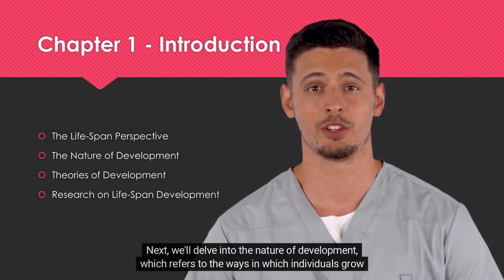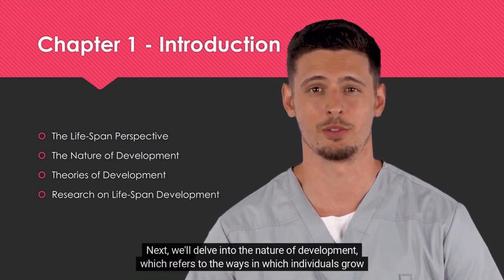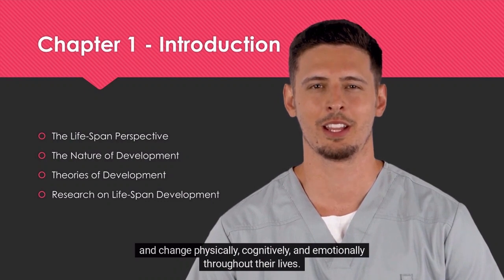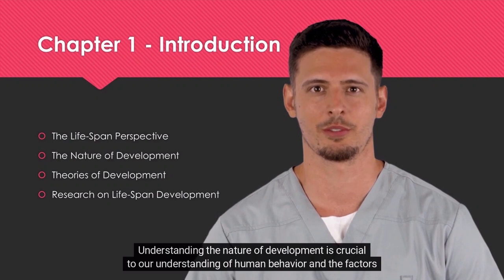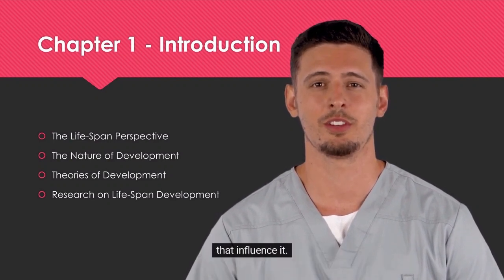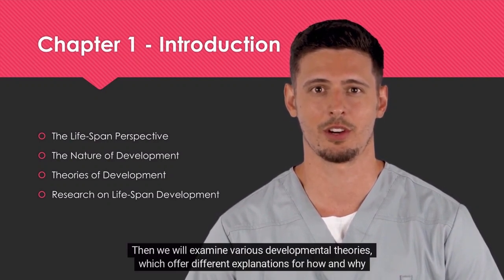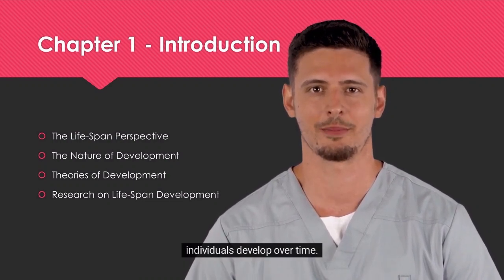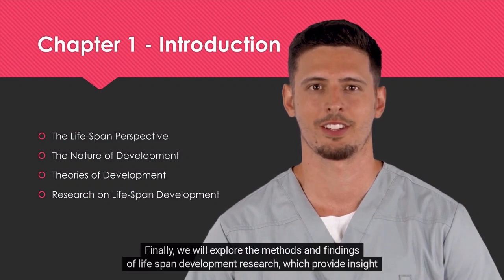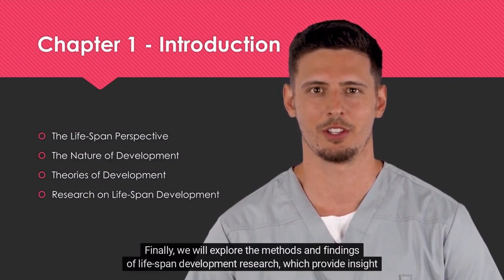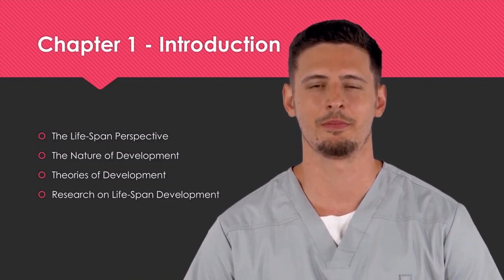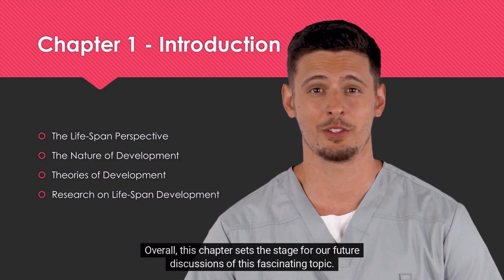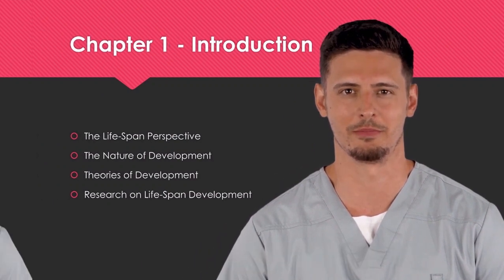Next, we'll delve into the nature of development, which refers to the ways in which individuals grow and change physically, cognitively, and emotionally throughout their lives. Understanding the nature of development is crucial to our understanding of human behavior and the factors that influence it. Then we will examine various developmental theories which offer different explanations for how and why individuals develop over time. Finally, we will explore the methods and findings of lifespan development research, which provide insight into the factors that shape human development throughout life. Overall, this chapter sets the stage for our future discussions of this fascinating topic.